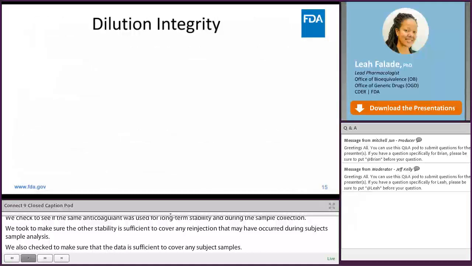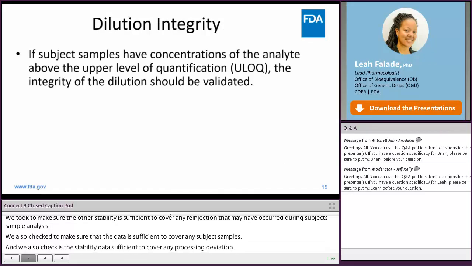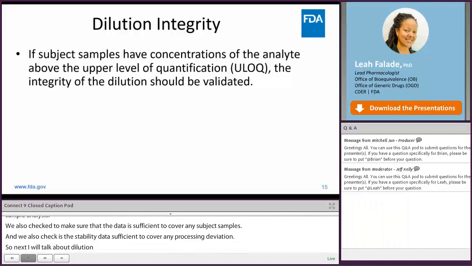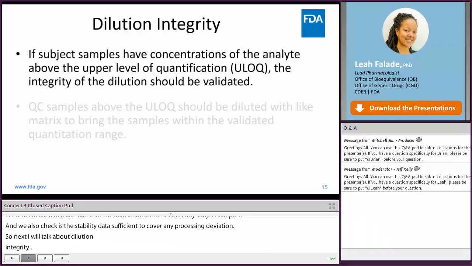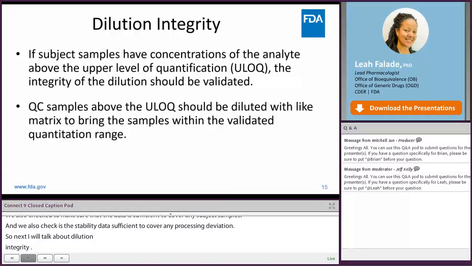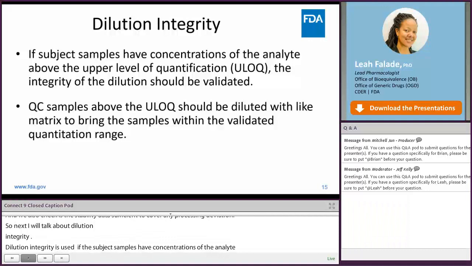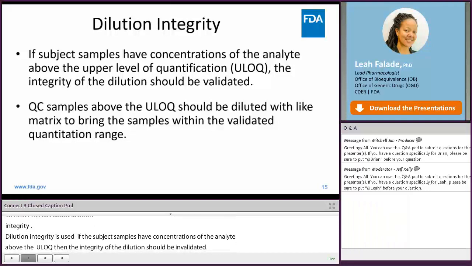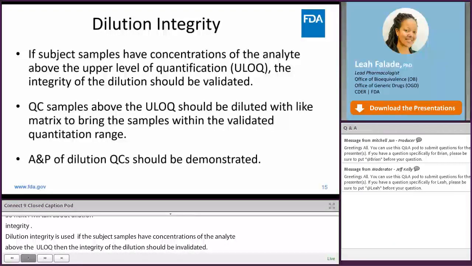So next I'll talk about dilution integrity. Dilution integrity is used if the subject samples have concentrations of the analyte that are above the ULOQ, then the integrity of the dilution should be validated. So QC samples above the ULOQ should be diluted with like matrix to bring the samples within the validated quantification range. Accuracy and precision of dilution QCs should be demonstrated.